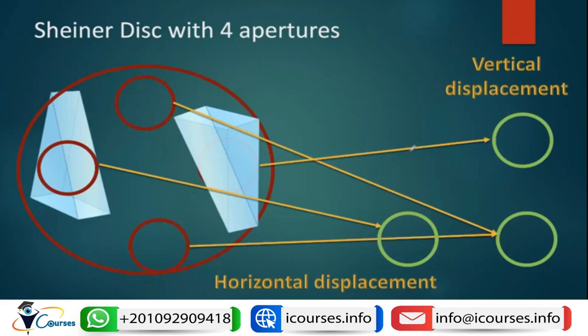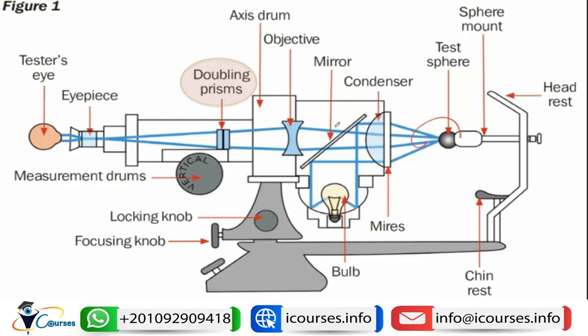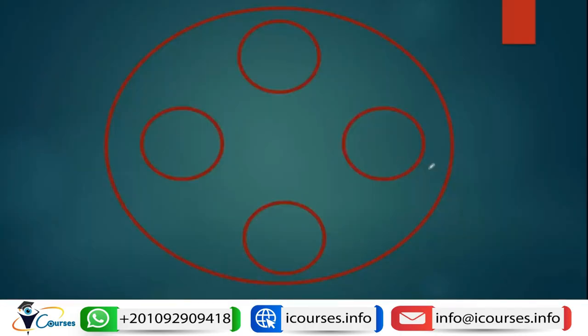So the light rays will pass from the object, and it will pass through this Scheiner disk. This Scheiner disk has four apertures. If the light passes through these apertures, each of them should produce a single image of this object, which is like this. So all four apertures should produce a single image like this, with 2 minus and 2 plus.